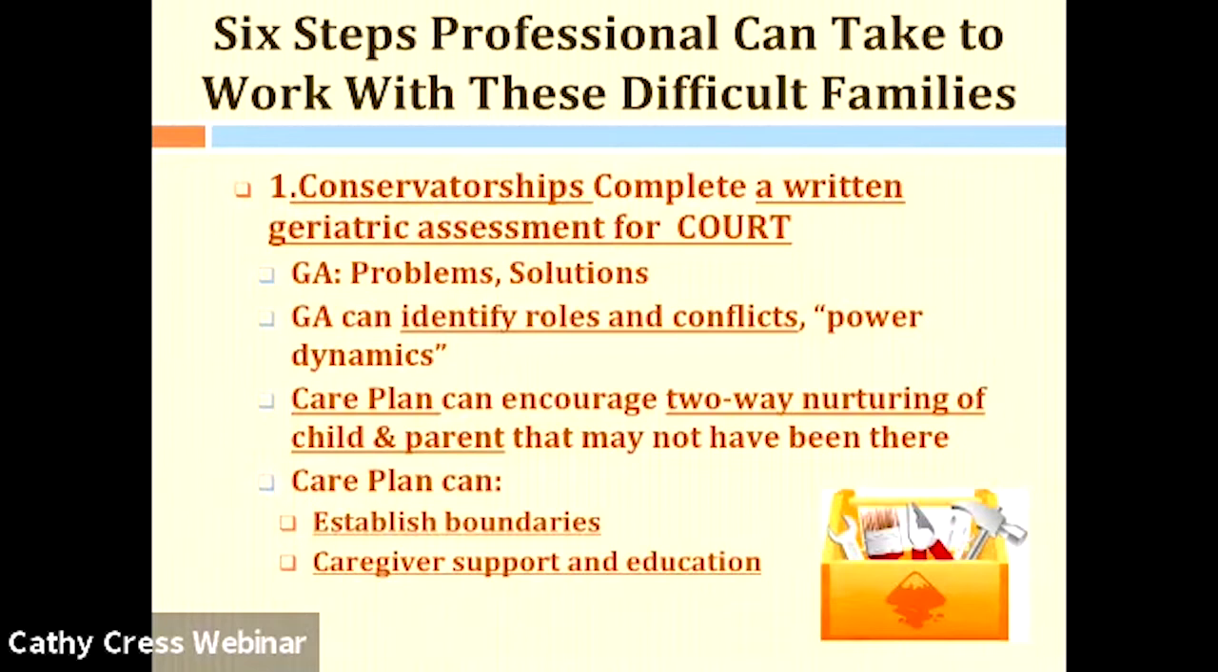But what you have to come up with is not just a verbal geriatric assessment that you wrote down. It's a written geriatric assessment.